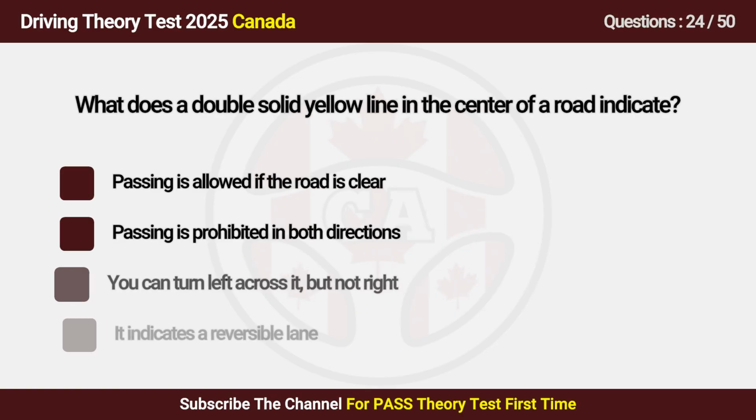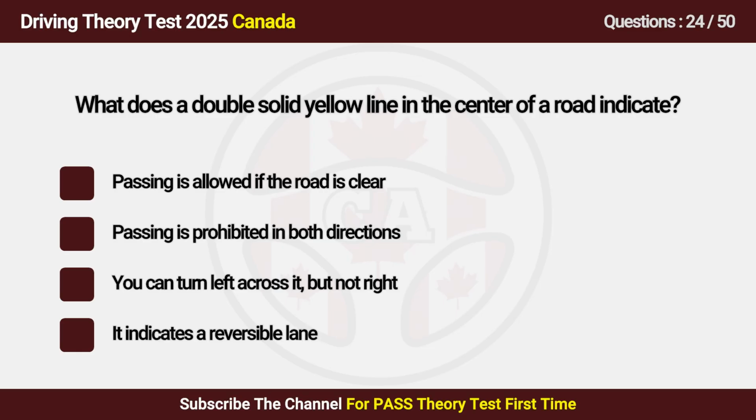Question 24. What does a double solid yellow line in the center of a road indicate? A. Passing is allowed if the road is clear. B. Passing is prohibited in both directions. C. You can turn left across it but not right. D. It indicates a reversible lane.